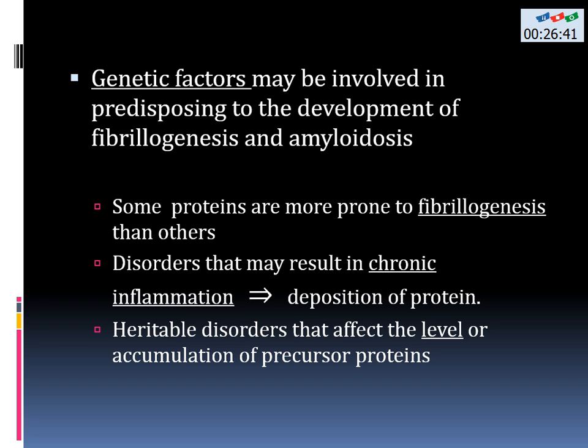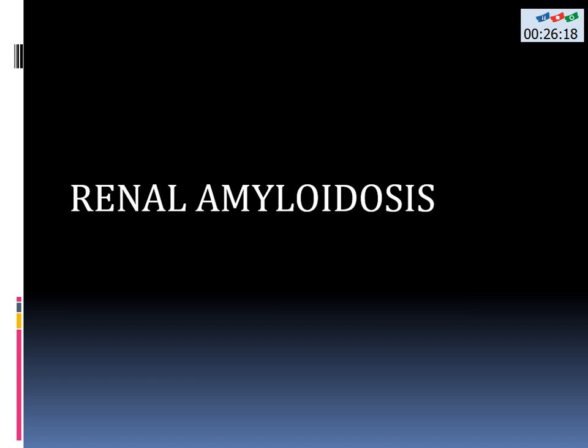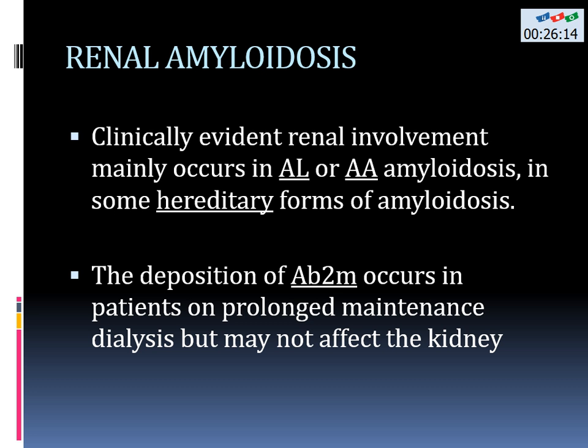Hereditary disorders affect the level of accumulation of these precursor proteins. What happens to the level of these proteins is also determined by genetic elements. And this is very evident in familial Mediterranean fever, for example. The most frequent types of amyloidosis we're going to deal with are the AL, the AA type, and some hereditary types of amyloidosis. Now let's speak about renal amyloidosis, which is my topic today.